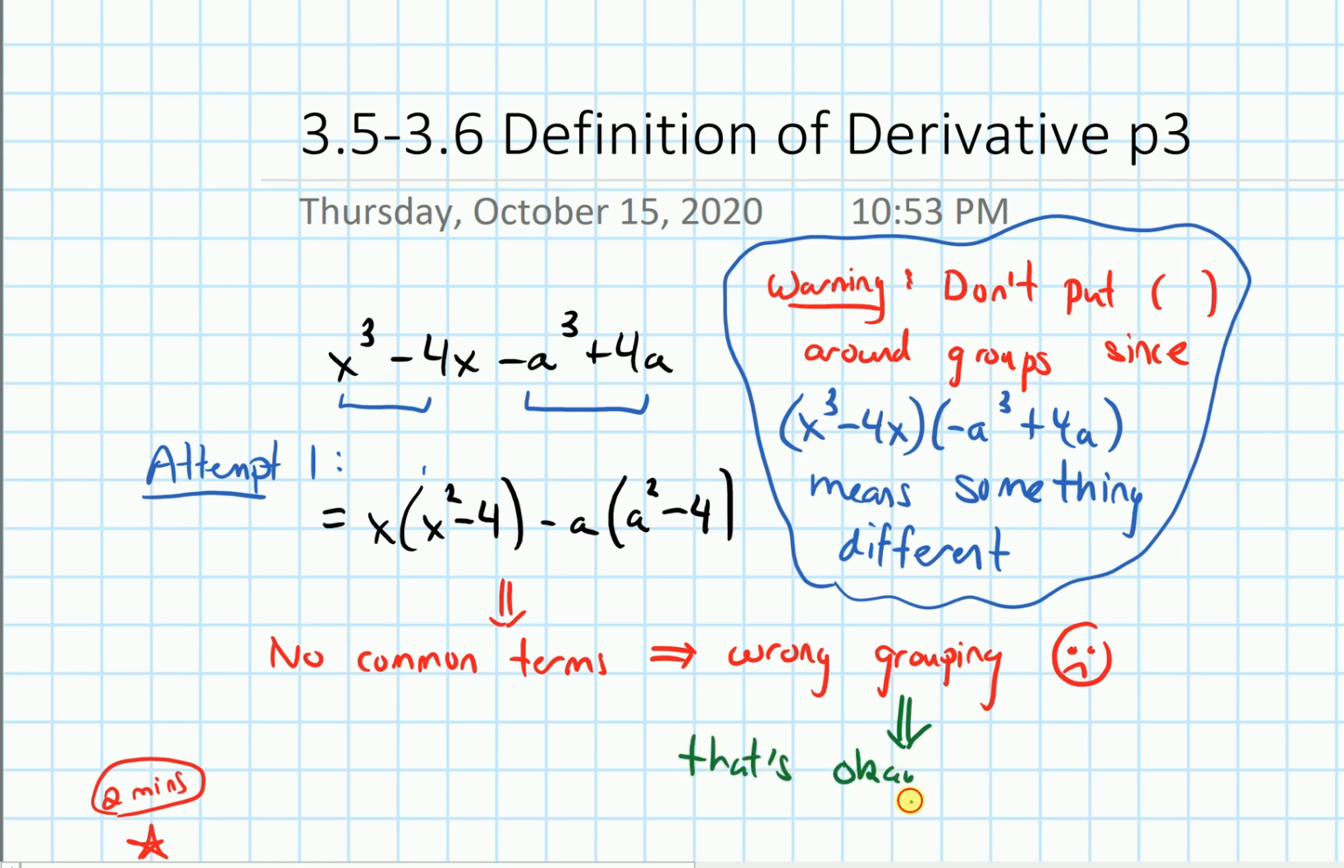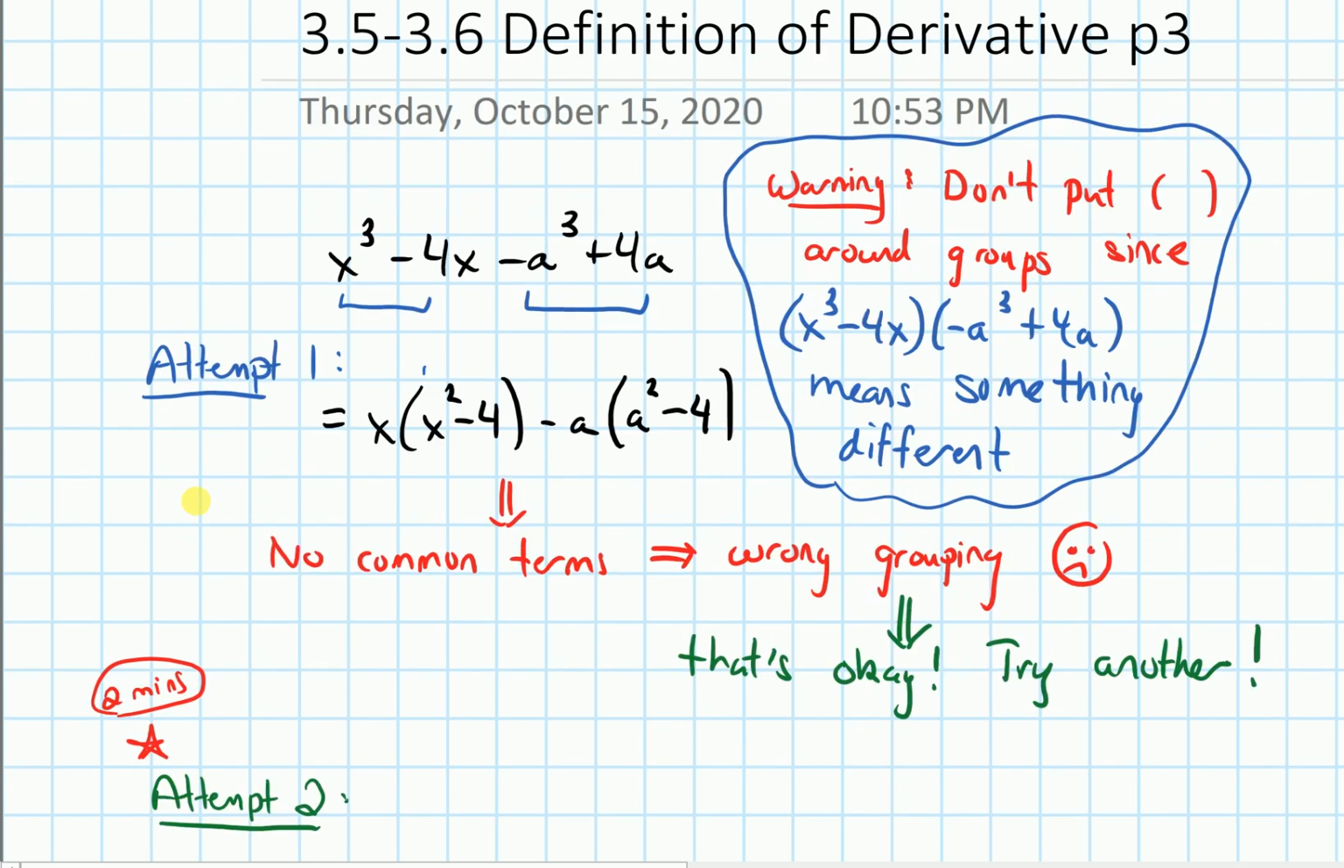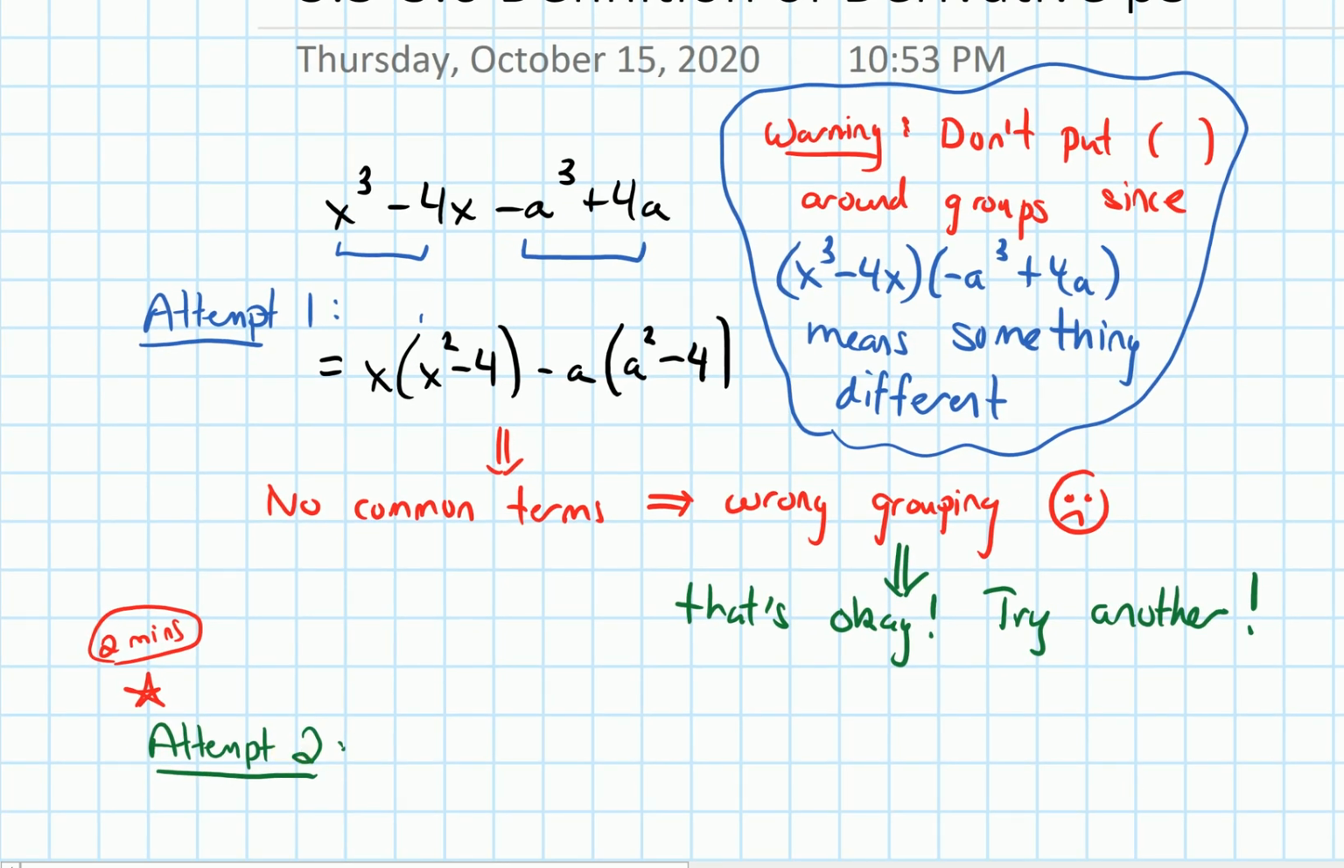That's okay, and that's common in math problems in general. Sometimes the first thing that we try won't work, and then we just have to try something different. So in this case, our first grouping didn't work. Let's try another. Okay, so we won't give up. We're going to try another grouping. All right, so now let's do attempt 2.